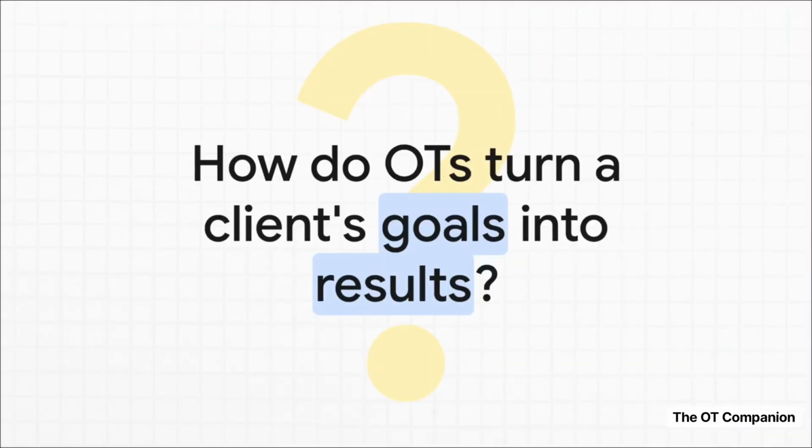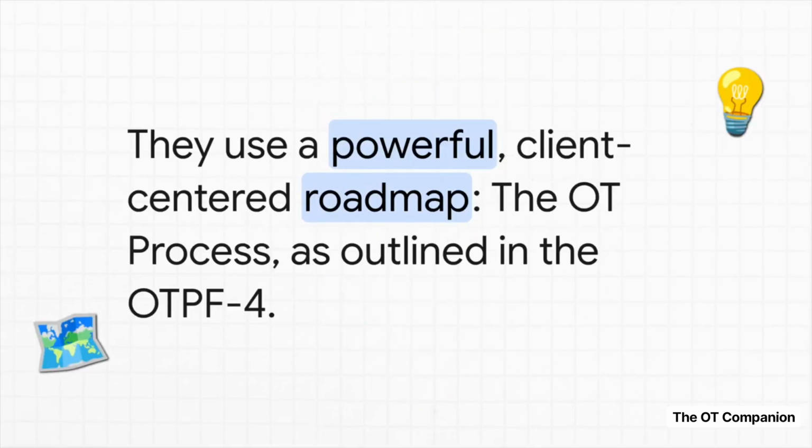And that really is the big question, isn't it? How do you bridge that gap between where a client is right now and where they desperately want to be? Whether it's getting back a skill they lost or just being able to enjoy a simple hobby again, what's the secret sauce that makes it happen? Well, the answer is this powerful, client-centered framework that comes straight from the official guidebook for our profession, the Occupational Therapy Practice Framework, or the OTPF-4.